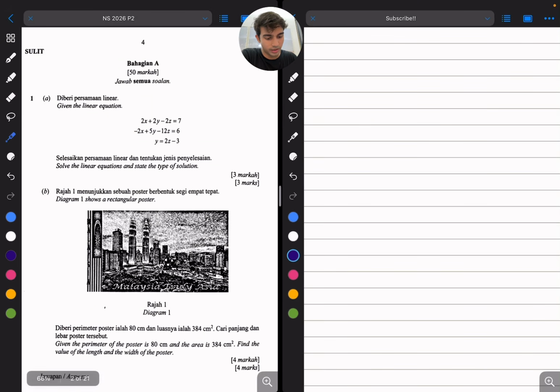Question 1. Given the linear equations, they gave us these three linear equations. They're asking us to solve the linear equations and state the type of solution. Let's try to solve this.